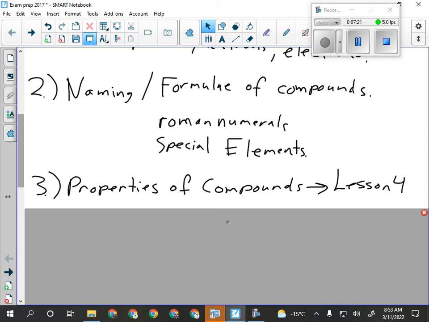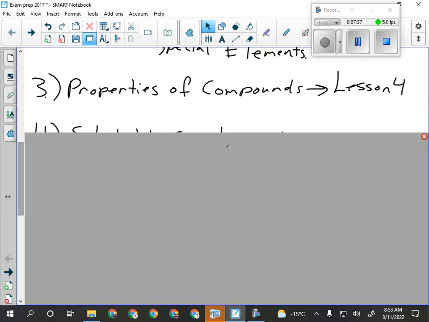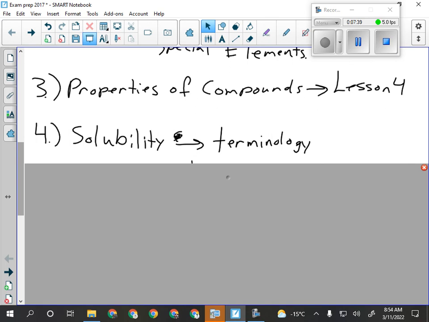Right? That would require you to understand and have some knowledge of the stuff that was in lesson 4. Basically, I'm going to ask you, can you still do what you did on your lab? And can you identify an unknown compound from its properties? Okay, solubility. This is mostly terminology, although there is a question in the written response that has to do with your solubility chart and a bit of extrapolation. Okay, but it's mostly terminology, and that's in the multiple choice.